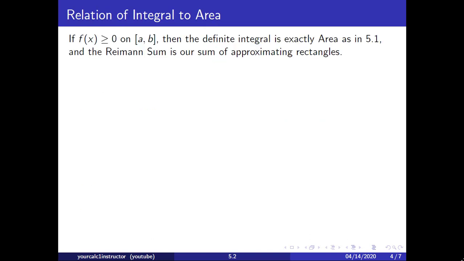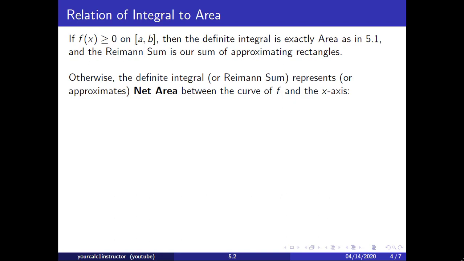Now that we have our terminology out of the way, let's look at how this definition of the definite integral relates to the area under a curve. Again, if the function f of x we are integrating is non-negative, then these two are the same. Otherwise, if f of x is possibly negative, then the definite integral represents the net area between the curve of f and the x-axis, and the Riemann sum approximates this net area.